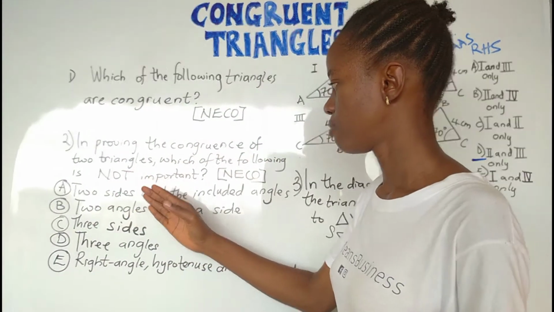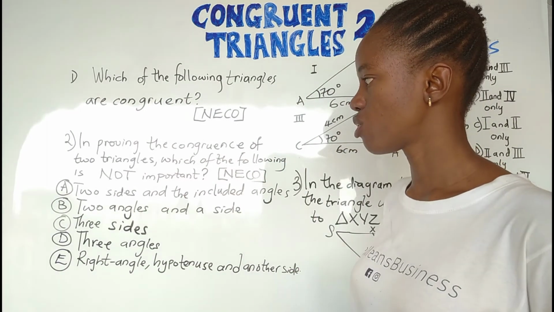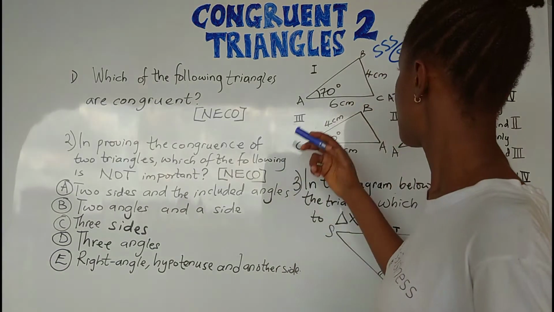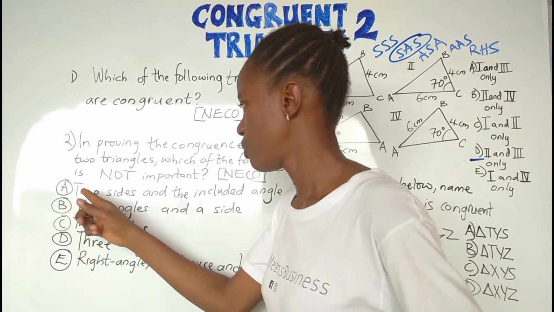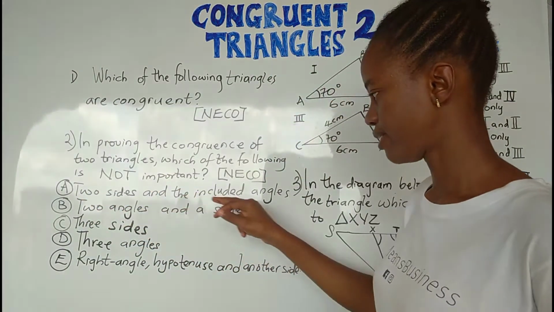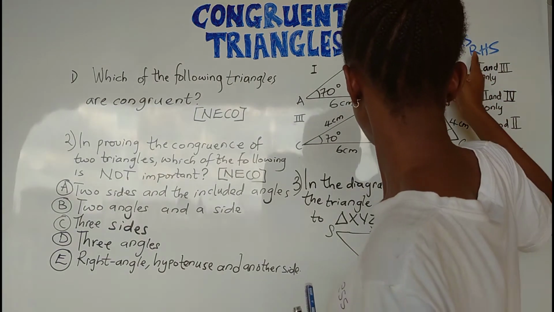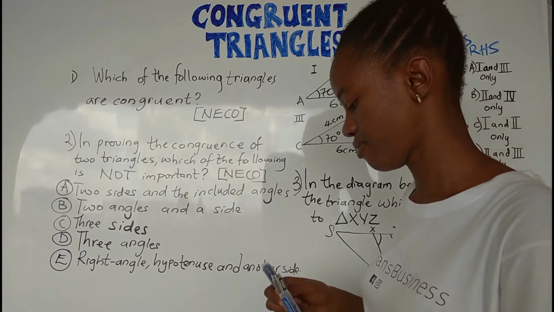And here we are asked to show which of the following is not important in proving the congruence of 2 triangles. And we also fall back to this. Okay? Here, A, they are saying 2 sides and included angles. Can we see them here? Can we see that here? Well, yes, we can see it in SAS, okay?